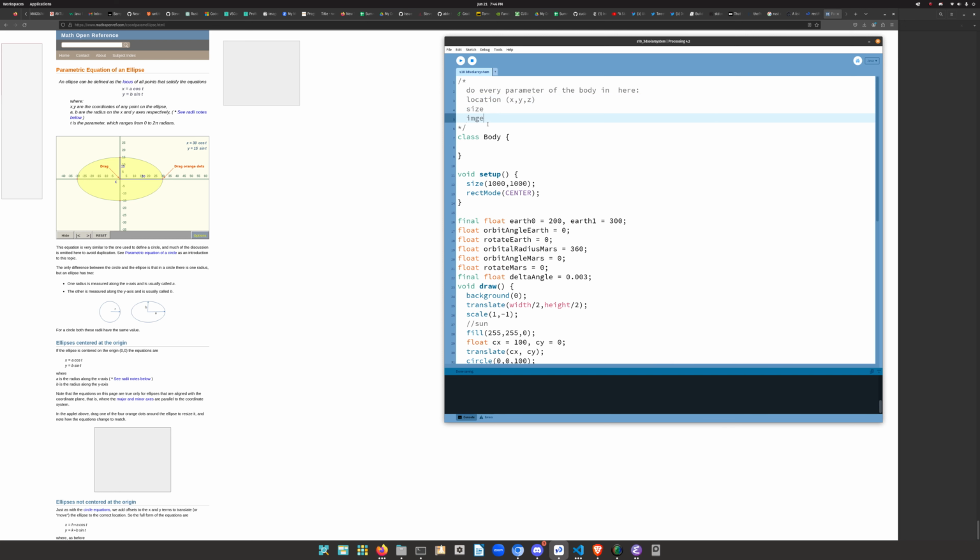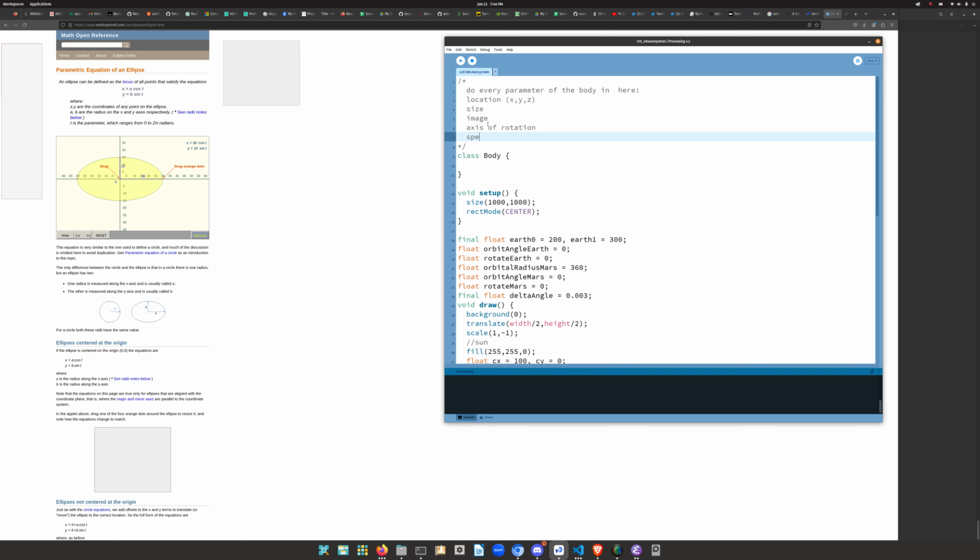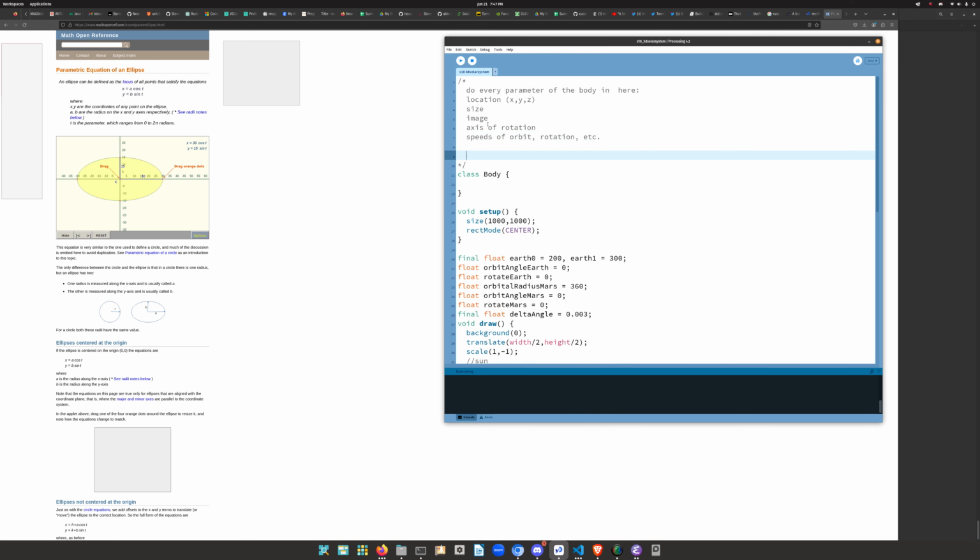size, the image, the axis of rotation, speeds of orbit, rotation, etc. Right? If you want to do elliptical. Right? Now, so everybody can do this.